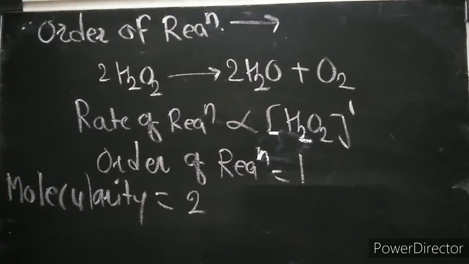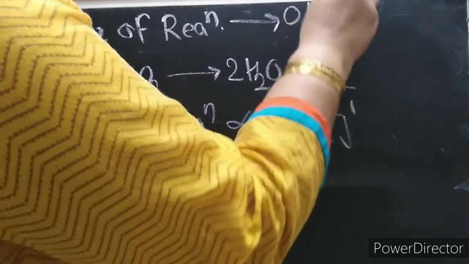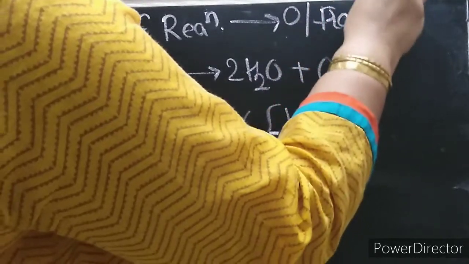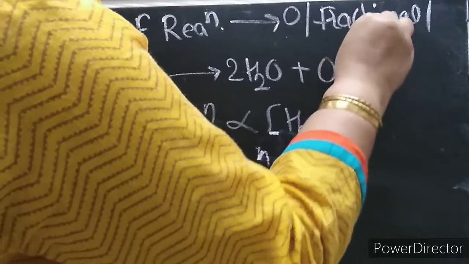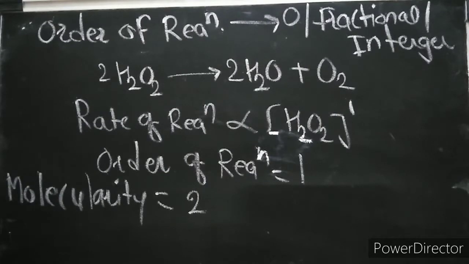Second, order of reaction is experimentally determined, while molecularity can be calculated theoretically. Third point: the order of reaction may be 0, it may be fractional, it may be an integer. So it may be zero order reaction, first order reaction, that is an integer. It may be 1/2, it may be 2/3, like that. So the order of reaction may be fractional or integer, or it can be 0.